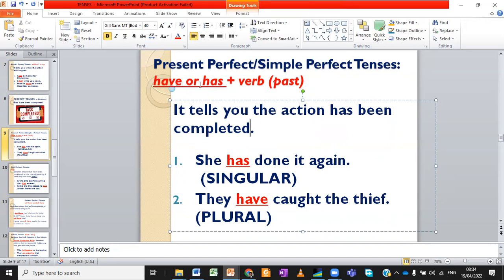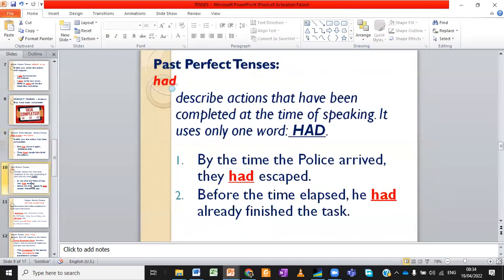Now, when you use have or has, the verb must also be in the past. She has done it again. They have caught the thief. The action has already been completed at the time of speaking. Let's look at past perfect tenses.